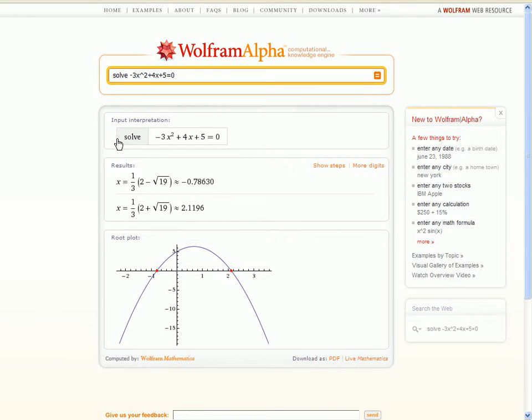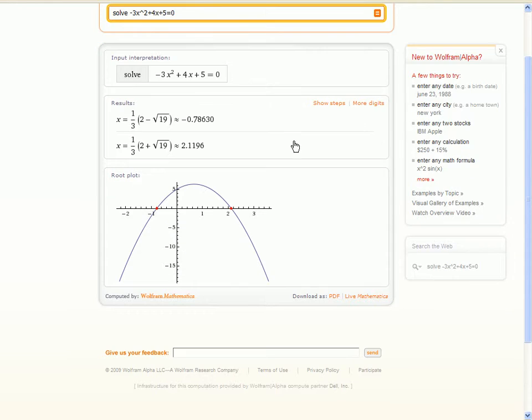Here's what we stated, and here's what WolframAlpha calculated. The visual representation is really neat. You see exactly what it's doing, and there it is. It's your answer, quickly and precisely.